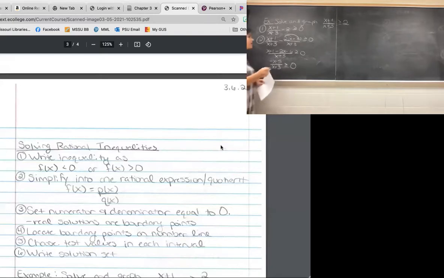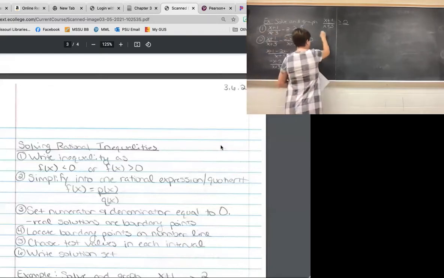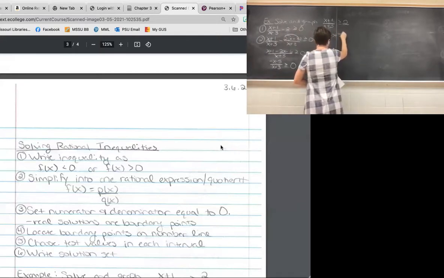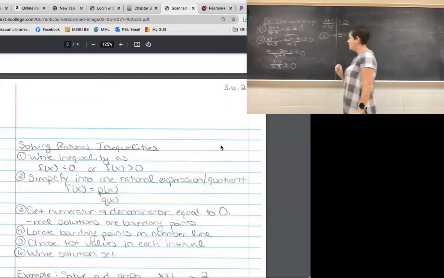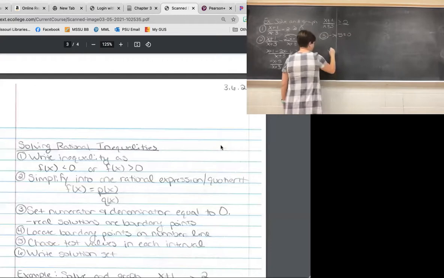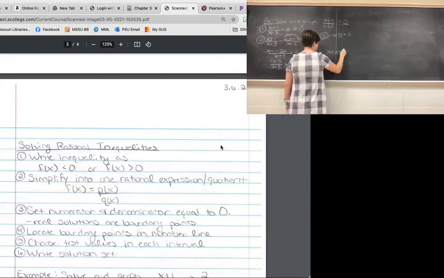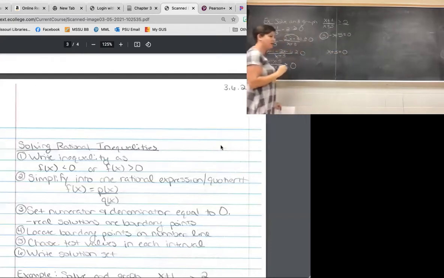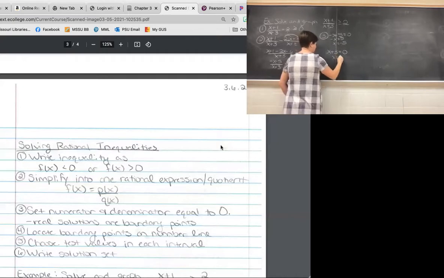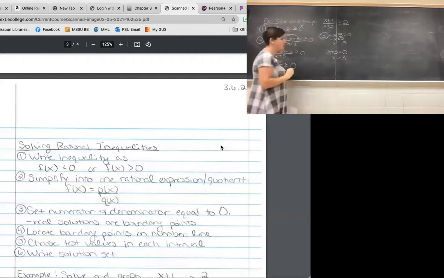So from there, for step 3, I set my numerator, my top, which is negative x minus 5, equal to 0. And I'm going to set my denominator equal to 0, which is x plus 3 equals 0. I do that so that I can get my boundary points for my number line. I get negative x equals 5. I get x equals negative 5. And I get x equals negative 3.